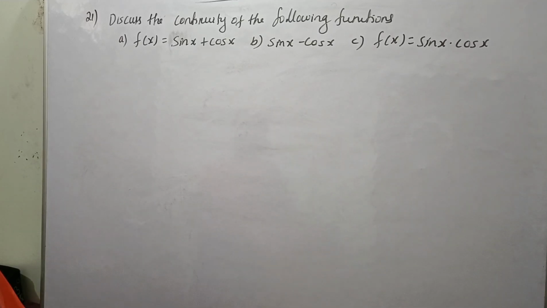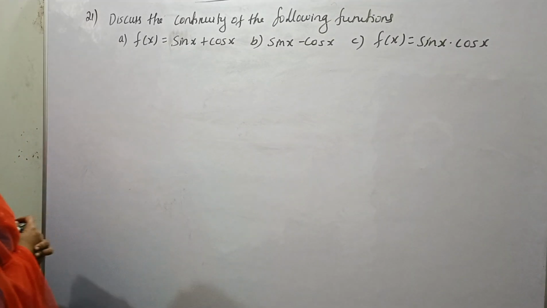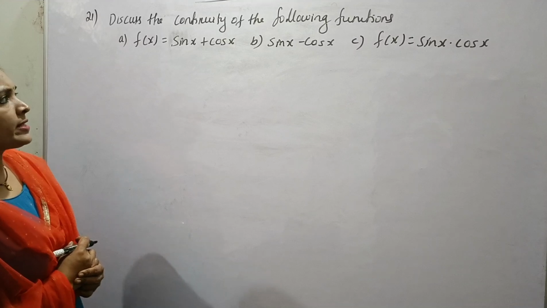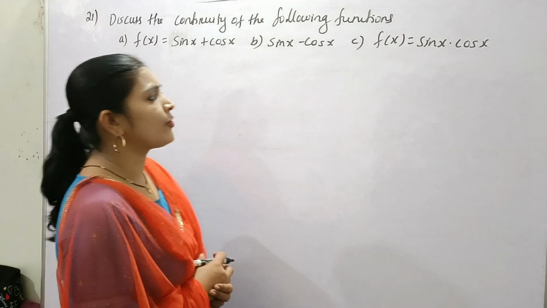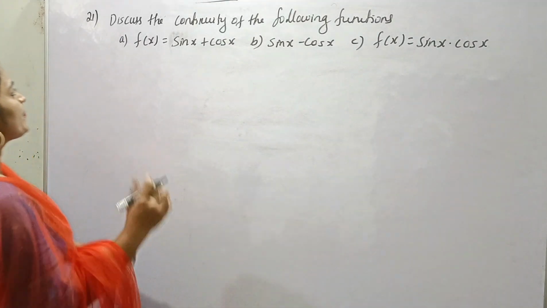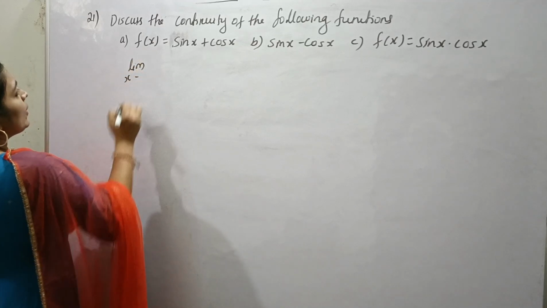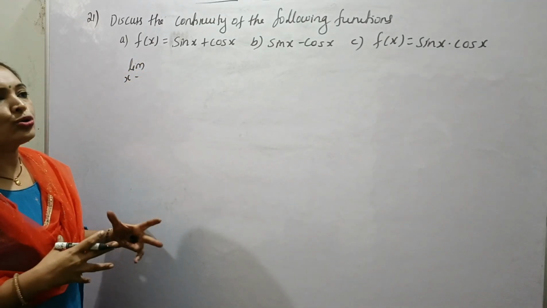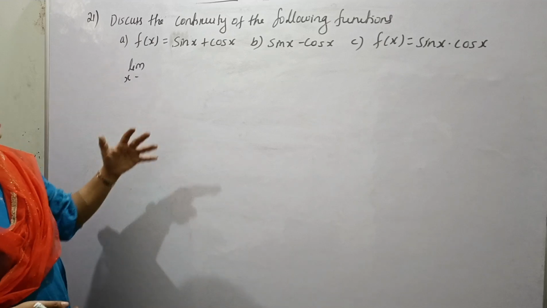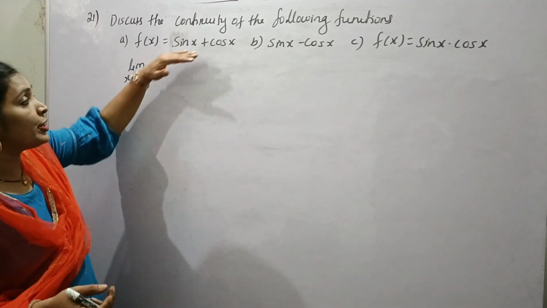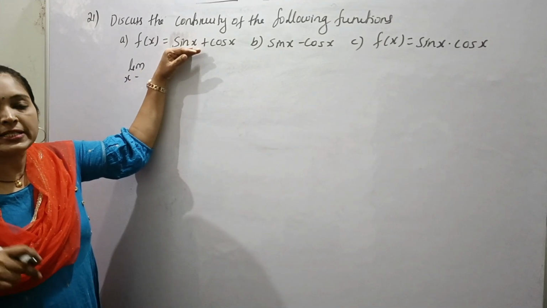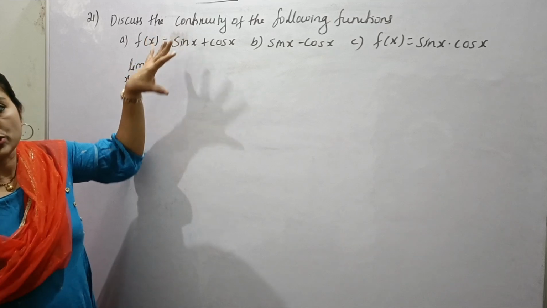Discuss the continuity of the following functions. A, f of x is equal to sin x plus cos x. B, sin x minus cos x. C, f of x is equal to sin x into cos x. So here also let's find the limit. For that we have to check whether this function is continuous or not.